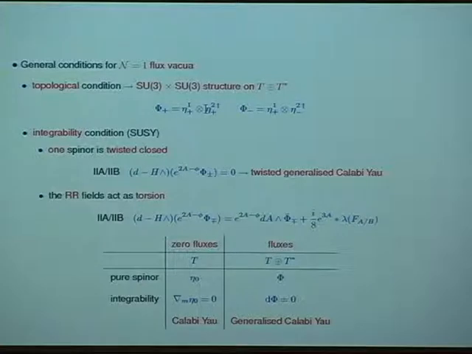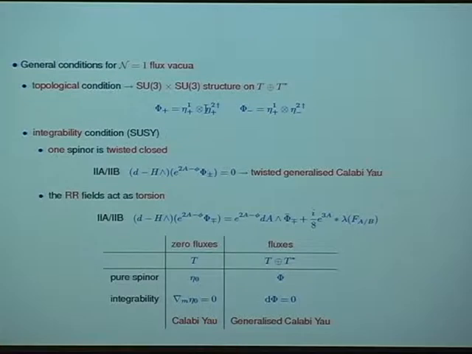And the Ramond-Ramond flux is basically responsible for the non-integrability of the second pure spinor, so they play the role of a torsion for the manifold. So you can see that the classification is really parallel to what we have in absence of fluxes. There we will have a Calabi-Yau manifold. Here with the fluxes we will have a generalized Calabi-Yau manifold.